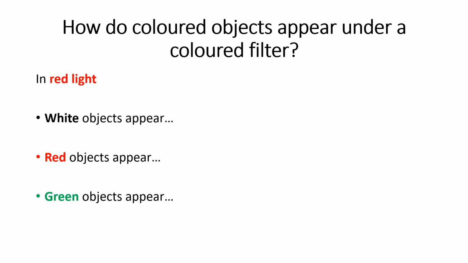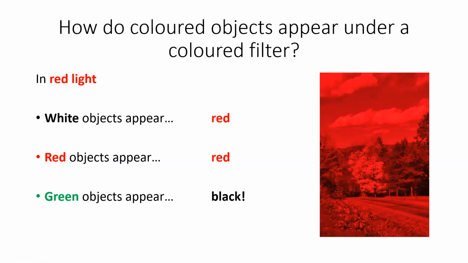All right, so let's look at this example here. How do color objects appear under a colored filter? So if we've got a red light filter, how will we see white, red, and green objects? Pause the video and have a think, and then play again.